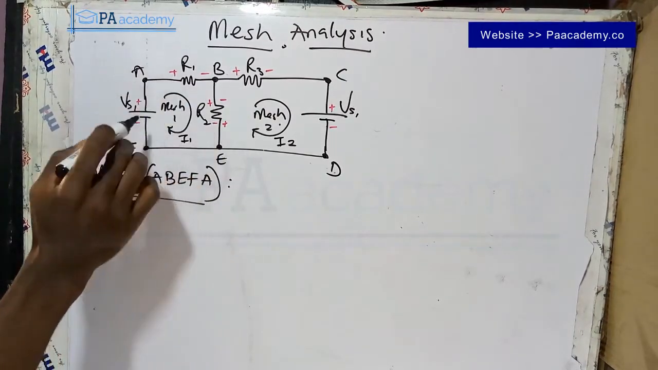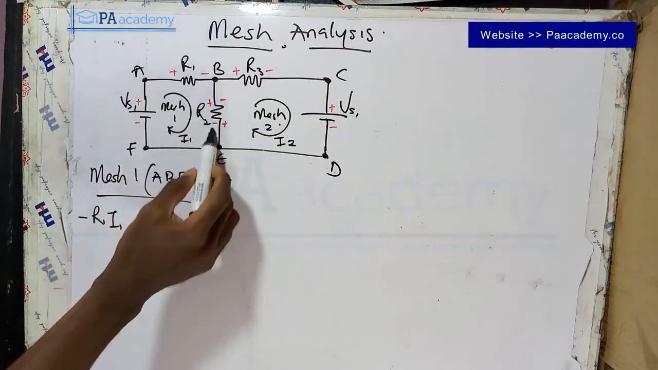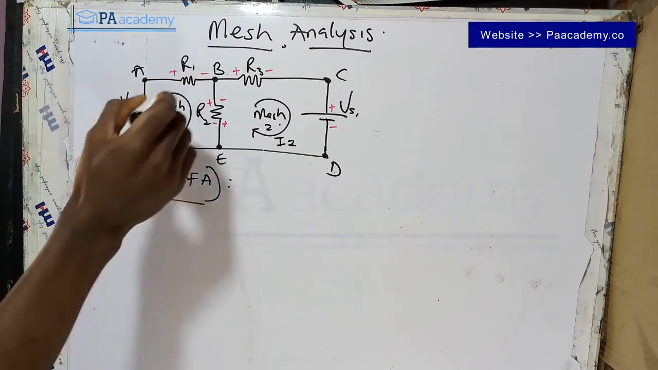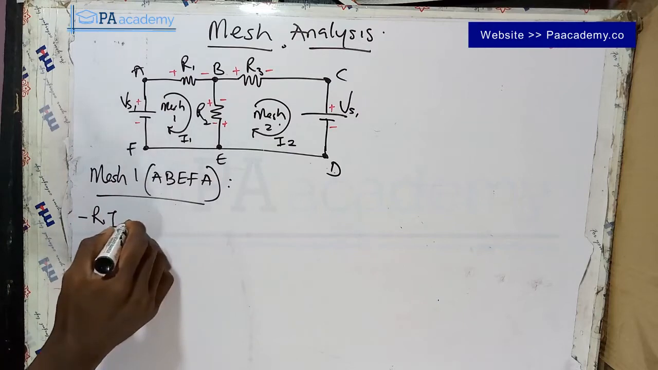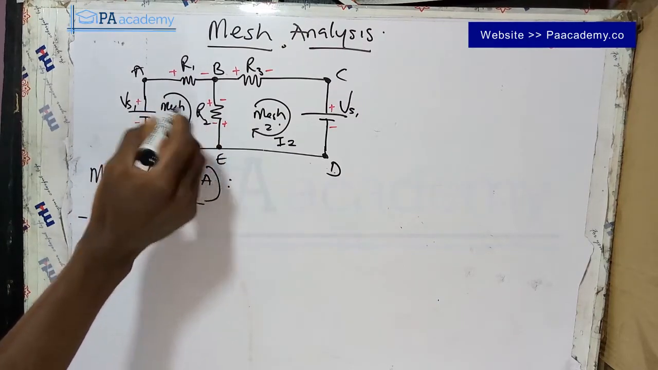Alright, so let's continue. Since we are done with this, from B, we come down to E. We already have another element here, which is R2. So in the direction of current, that is going to be from plus to minus. That will be minus R2, and then the current I1.